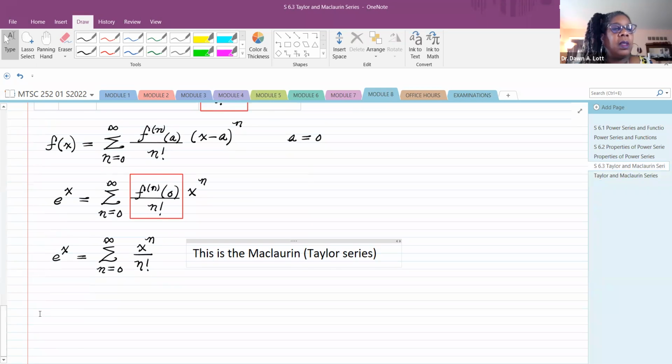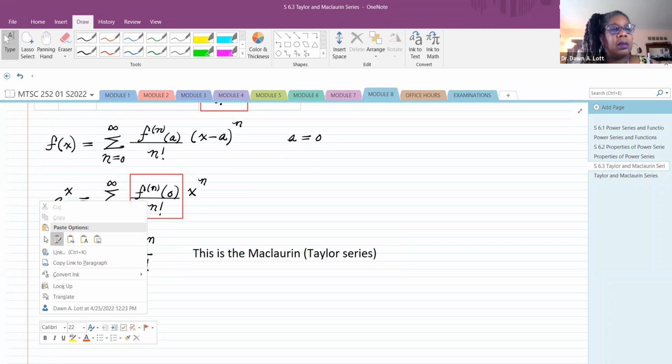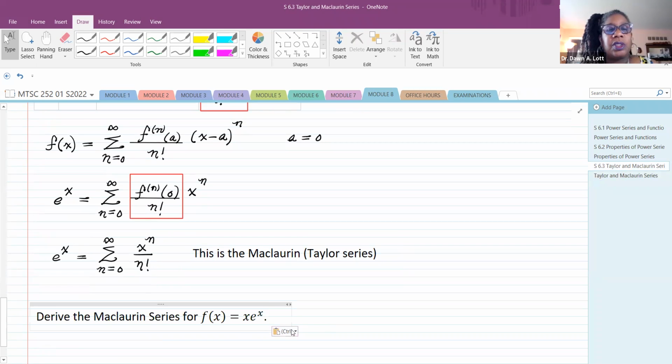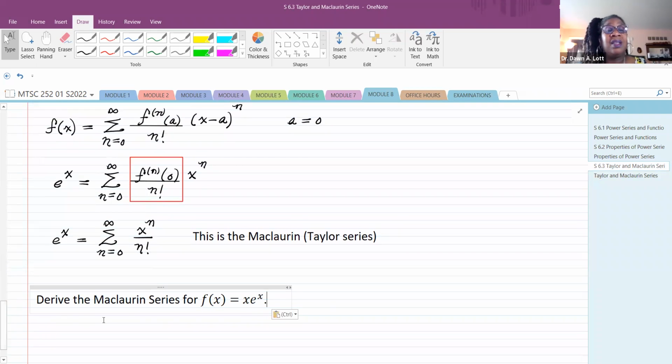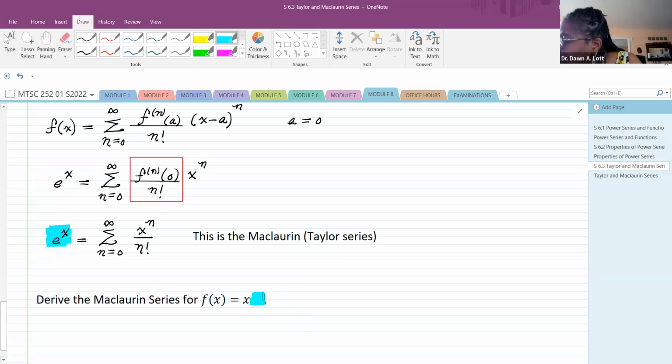Okay. Now suppose you're asked to derive the Maclaurin series for f of x equal x e to the x. Now, one of the things you could do is do this table like we just did, but then the derivatives get horrible, don't they? We have to take the product rule, then another product rule, then do another product rule. Since we already know the series for e to the x, I'm just going to multiply.